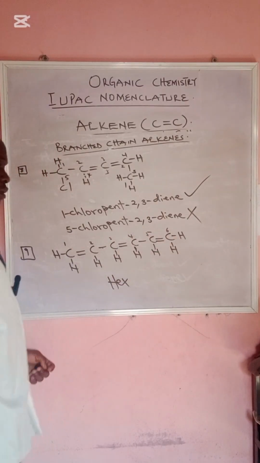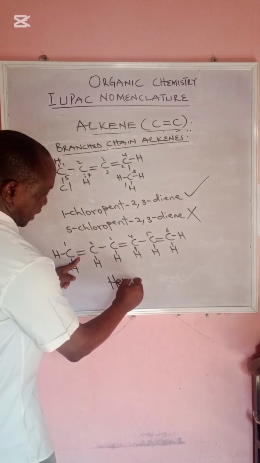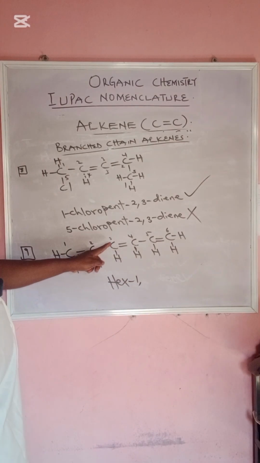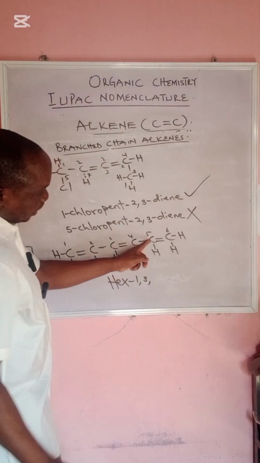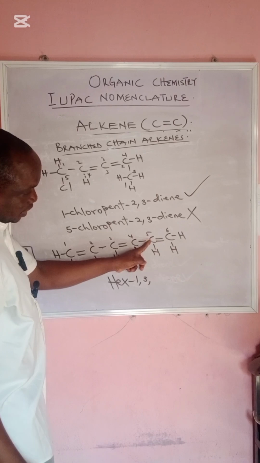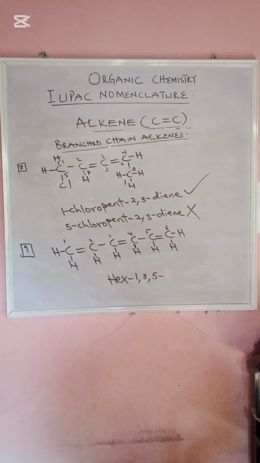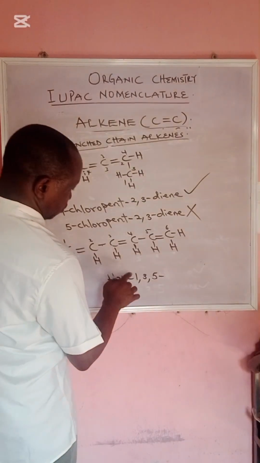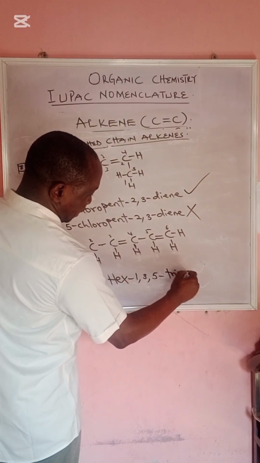So between 1 and 2, we have 1. Hex 1. Between 3 and 4, I will take 3. Between 5 and 6 carbon, I will take 5. Making ene. So we have triene. So how many here now? 3. So it will be tri here.